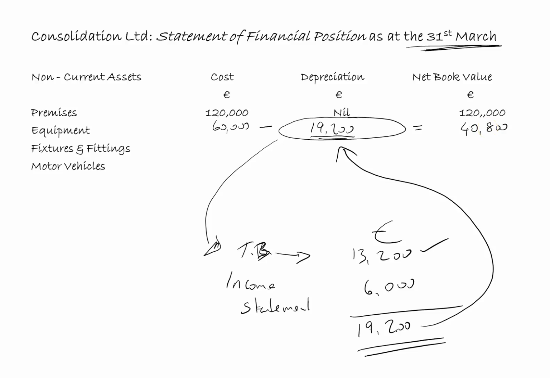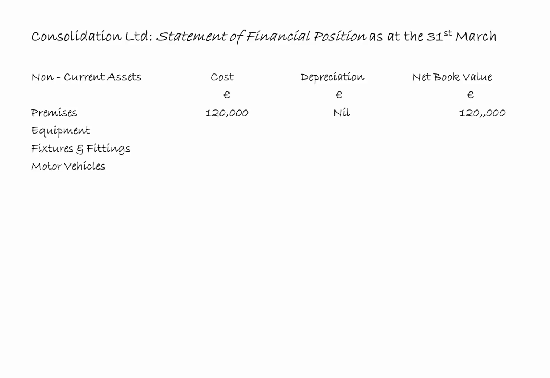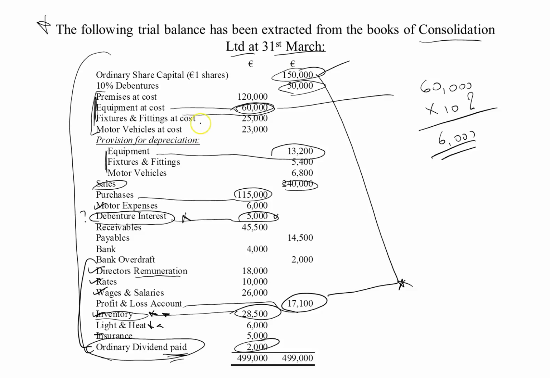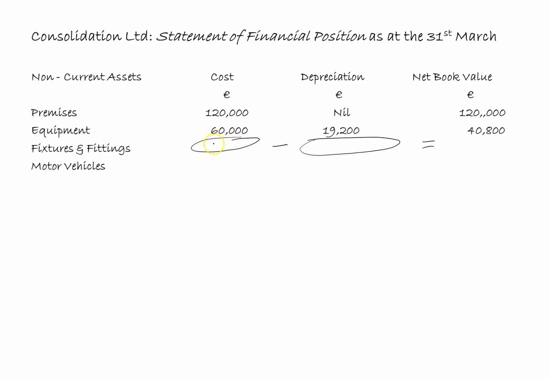Okay, so I'll just tidy this up a little bit and put the figures in, and then we'll have a look at the fixtures and fittings. So I'll just put in the figures for the equipment, which I've just covered a few seconds ago. So now the fixtures and fittings, what we have here is the cost. We have the accumulated depreciation coming from two sources, and cost minus depreciation will give us the net book value. So just quickly running through this one, we have the fixtures and fittings at cost, 25,000. So we put that in there.